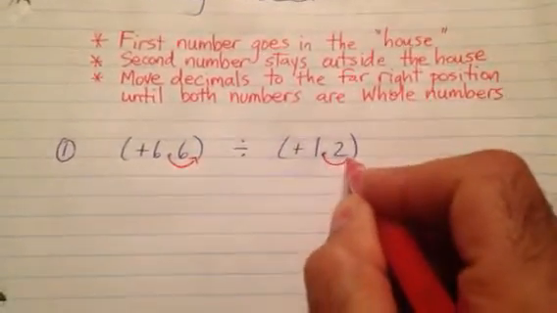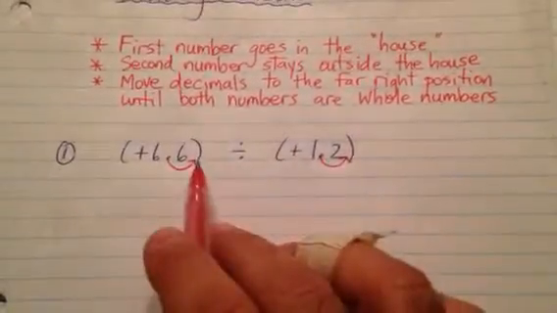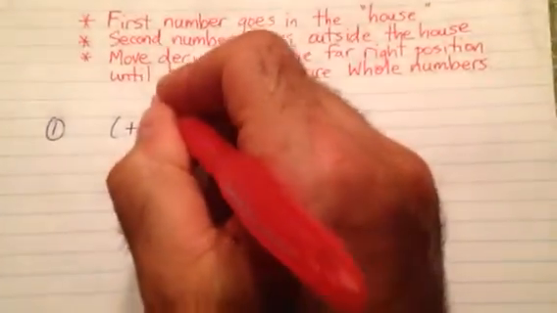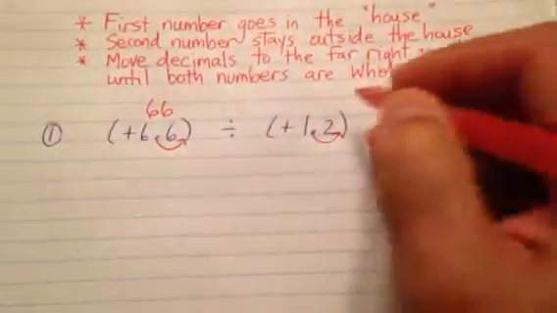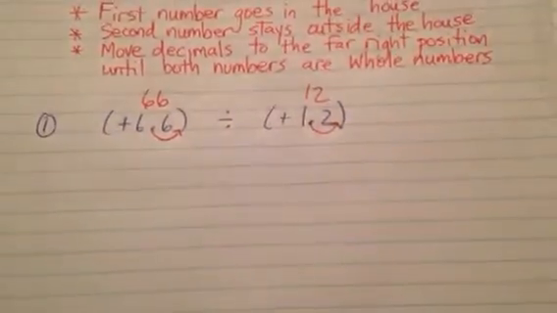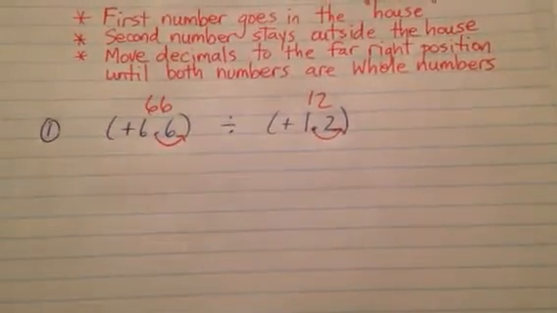So I have to move this one also, 1. Now both numbers have the decimal in the far right position. This has now become 66, and this has become 12. So now I'm dividing 66 by 12.